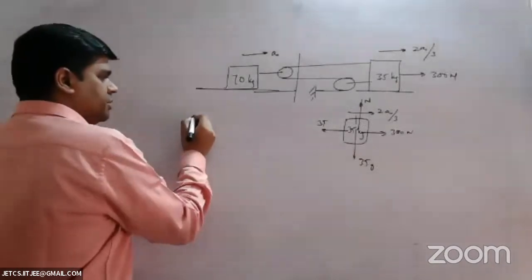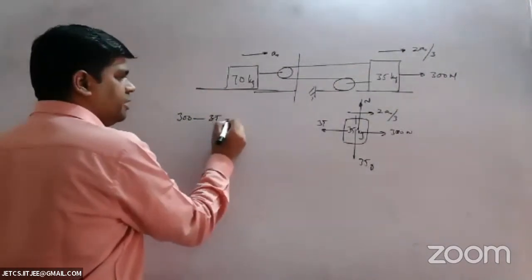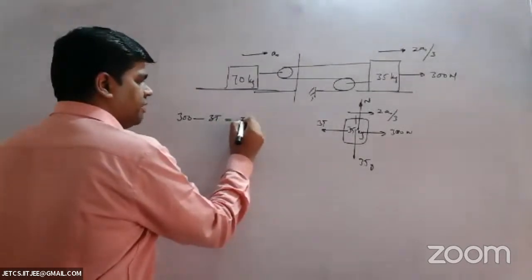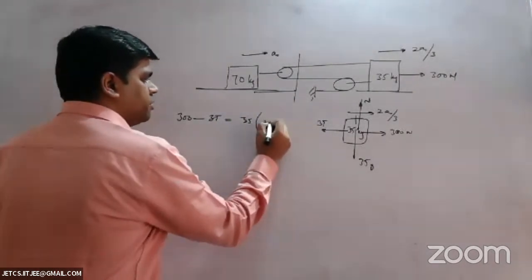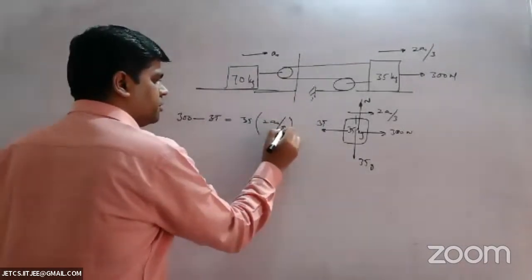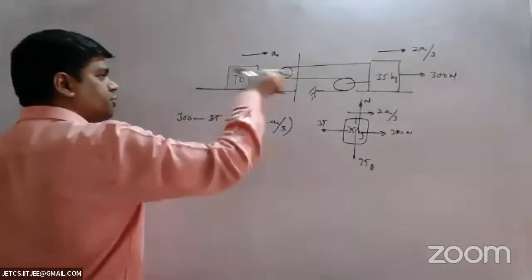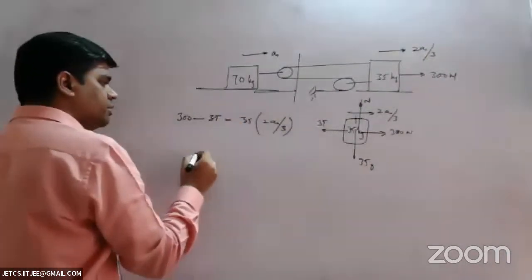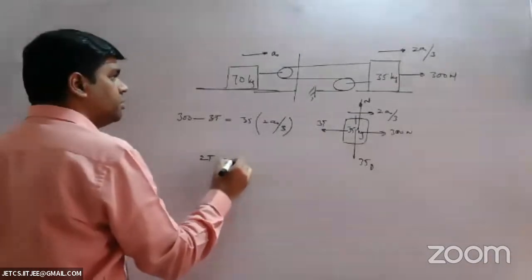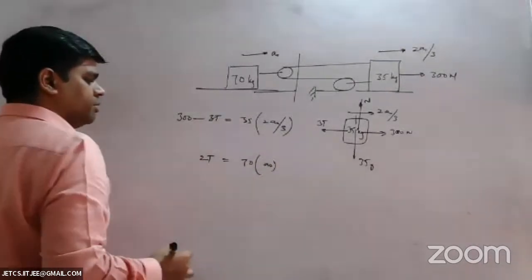So equation for this is 300 minus 3T is equal to 35 times 2a naught by 3. For this block, 2T is equal to 70 times a naught.